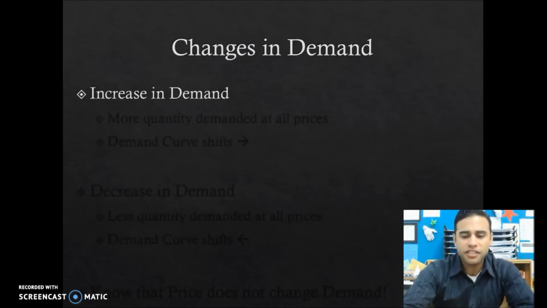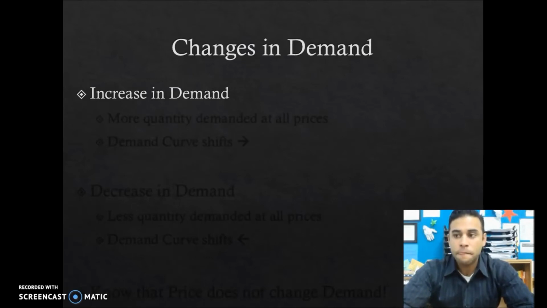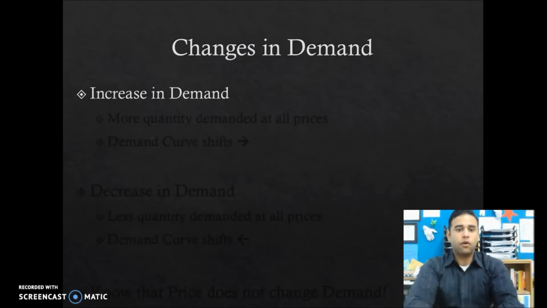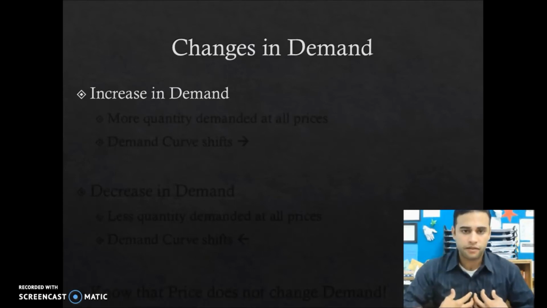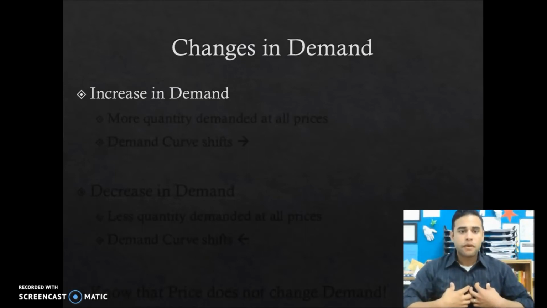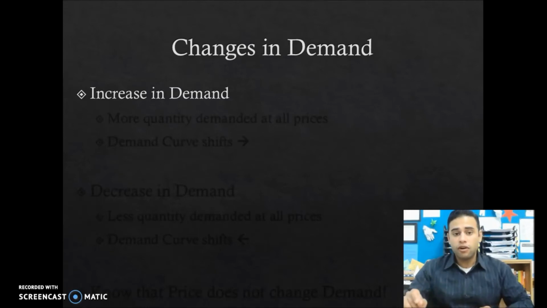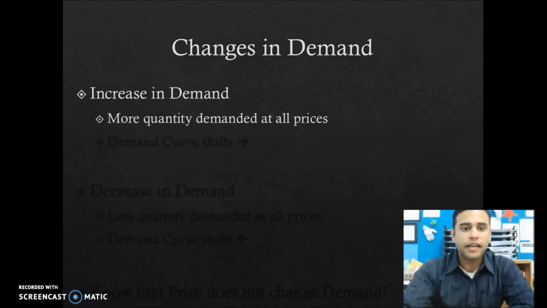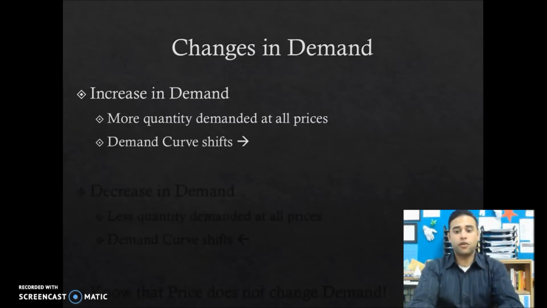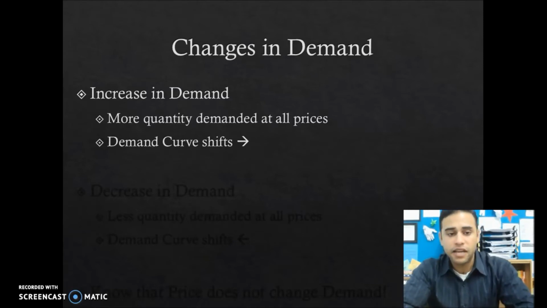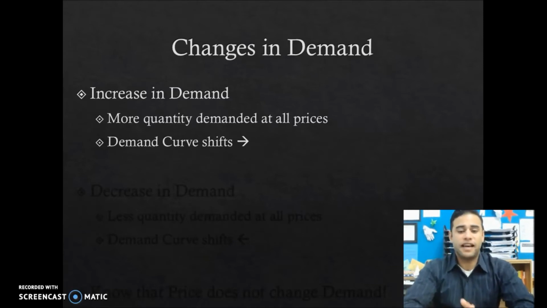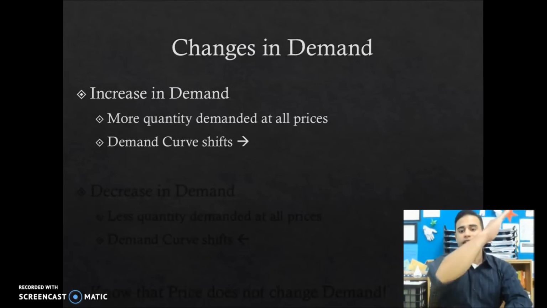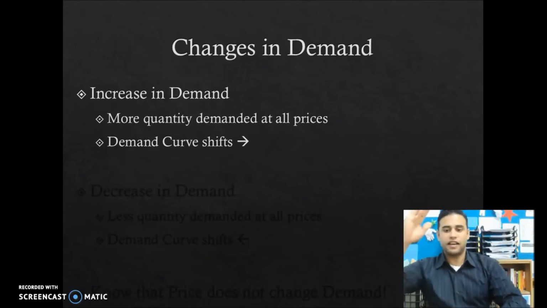And so an increase in demand is some sort of behavioral change that caused everybody, or maybe if it's just my own personal demand curve, me, to actually demand more at every price level. So that's what that means. It means there's a higher quantity demanded at all prices. And what that means, to relate it back to the graph, is that the entire curve shifts outward.